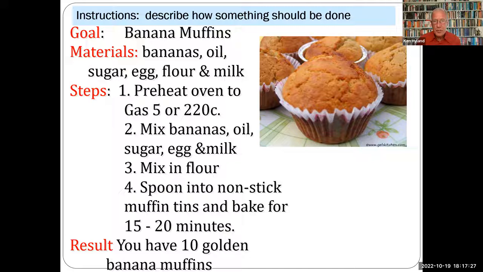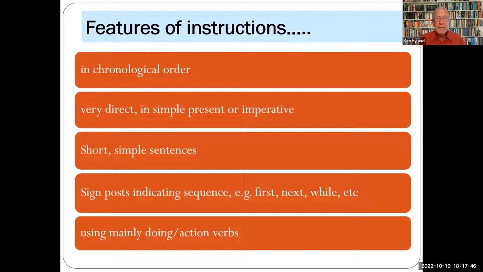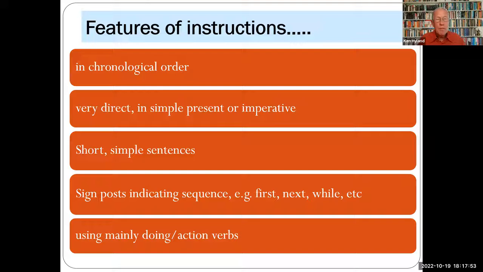I should warn you not to make notes of this recipe. It's not an authentic text. I made it up and I don't know anything about cooking, so you'll get a stomachache if you eat this. But they do look like this, and they're written generally in chronological order, very direct, simple, present, or imperative. They focus on general human groups rather than individuals, short, simple sentences, a lot of signposting, words to indicate the sequence, and again, action verbs, things happen. So genres encourage us to look for patterns, to see how meanings are created through conventional structures.